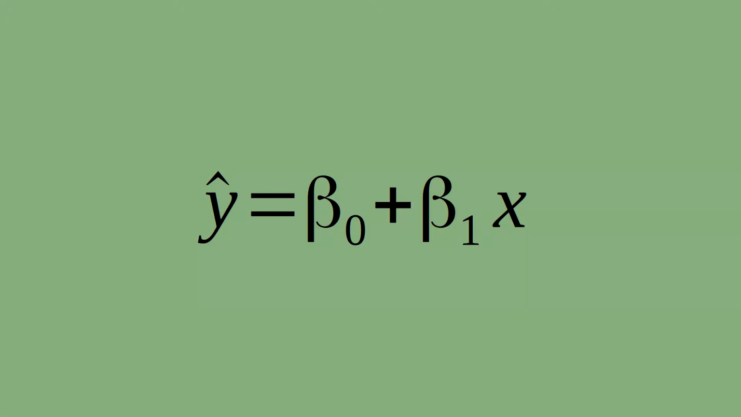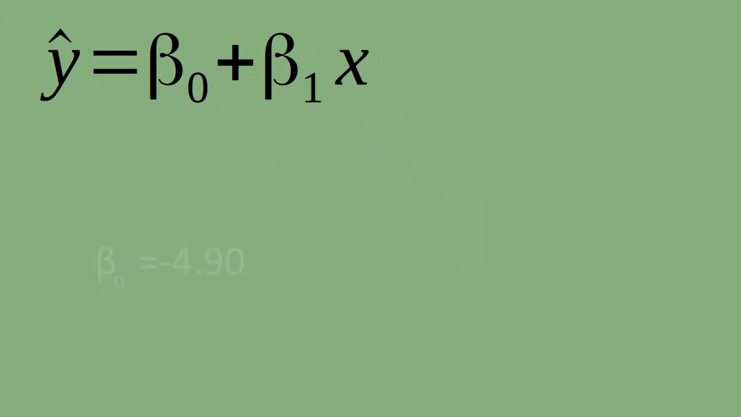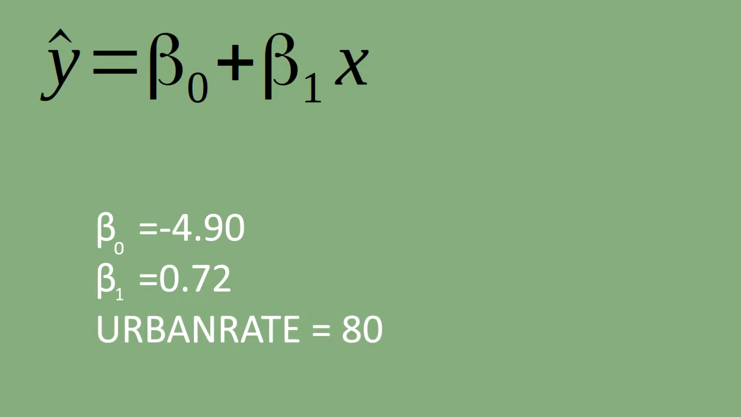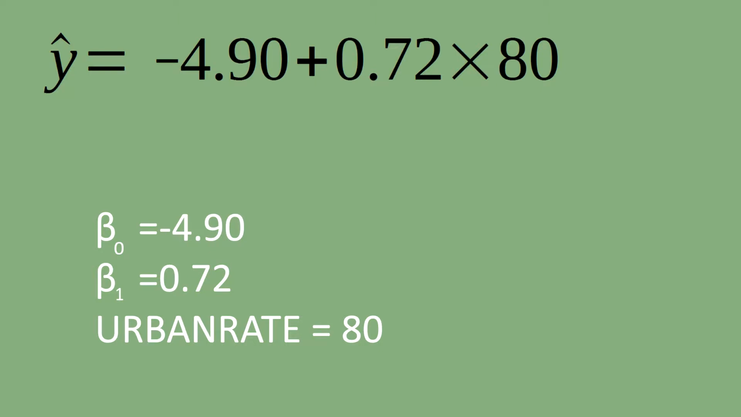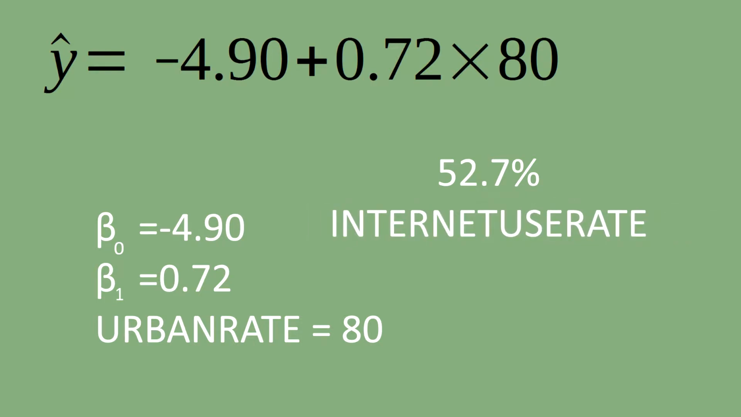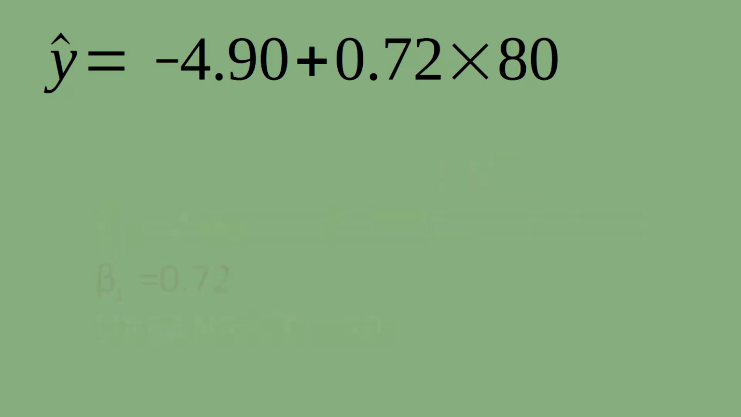For example, let's say we're told that a country has 80% urbanization. Can we predict their level of internet use? Yes. We just plug the value 80 into our equation where we have our x value. As you can see, in a country with 80% urbanization, we would expect 52.7 people out of every 100 to use the internet. Also note from our beta sub 1 that this value is by how much internet use would increase for every 1 unit increase in urban rate.